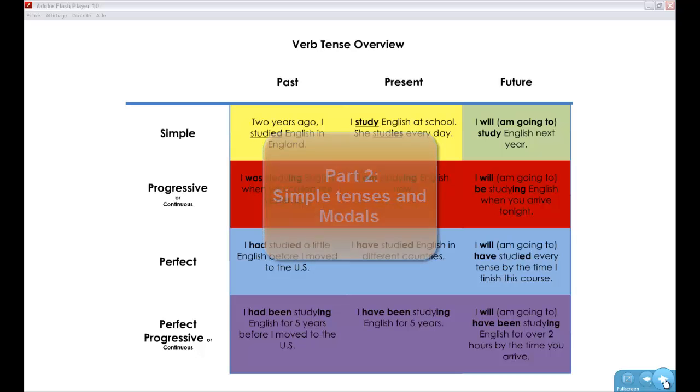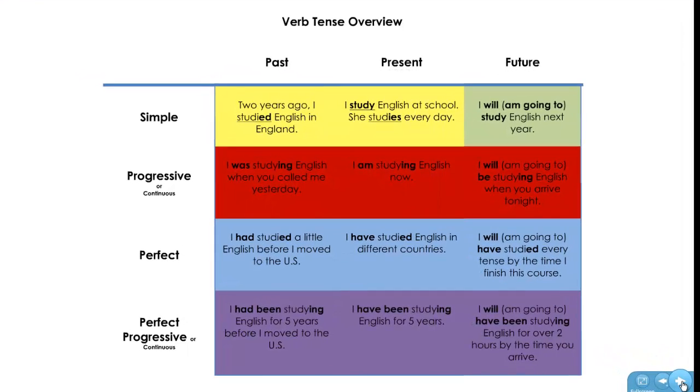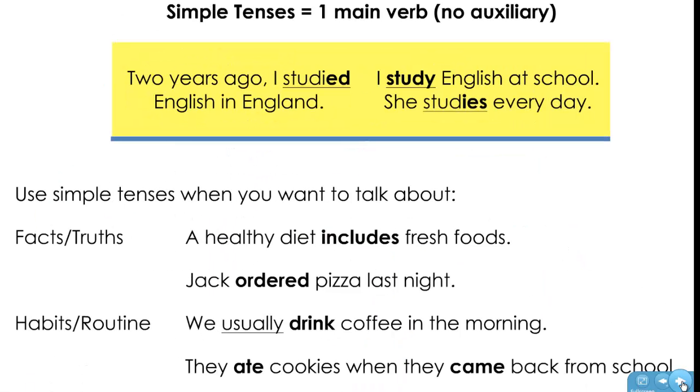Let's now have a closer look at the most used verb tenses in English. We're going to start with the yellow section, which is on simple tenses. You have the simple past here and the simple present. What they have in common is that they are both formed by only the main verb. There is no auxiliary. So for each, there is only the main verb.